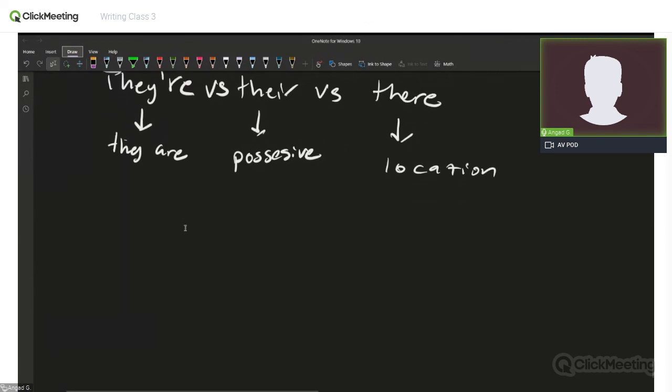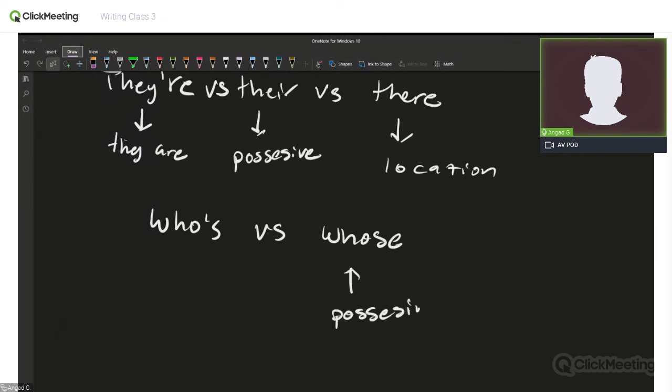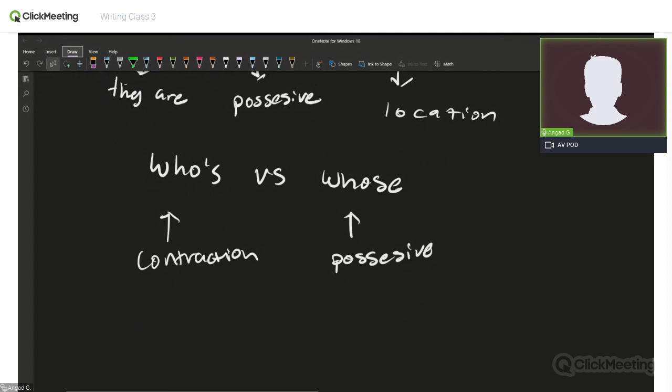All right. And the last one is going to be who's versus whose. This one being possessive. This one being the contraction. So let's say, who's that sitting by themselves? Who is that, right? Who's that person sitting by themselves? We would use this one because it's a contraction for who is that person sitting by themselves. I have a friend whose mother is an accountant. It's their mother. They possess that mother. So we have to use this whose. You guys get that one?